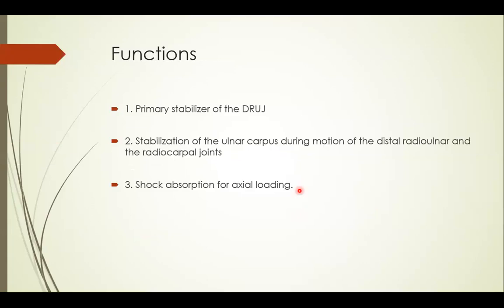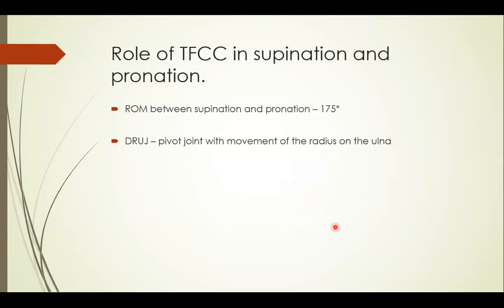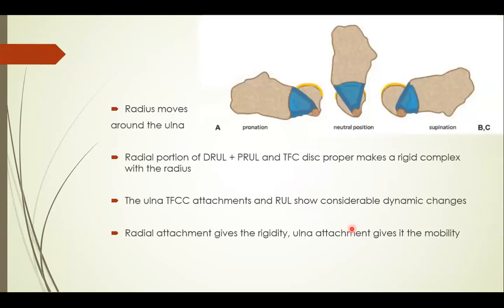Coming to the functional anatomy, it acts as a primary stabilizer of the DRUJ and stabilizes the ulnar carpus during motion at the distal radioulnar and distal radiocarpal joints. It acts as a shock absorber and provides a smooth surface for the carpus to glide on. Role of the TFCC in supination and pronation. As we all know, our total range of supination and pronation is approximately 175 degrees. The DRUJ acts as a pivot joint with movements of the radius on top of the ulna. So the ulna remains static, the radius moves around it.